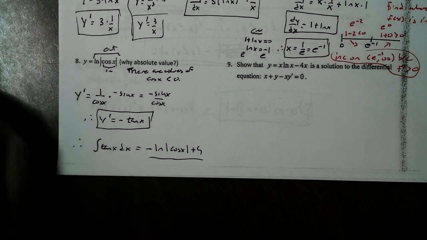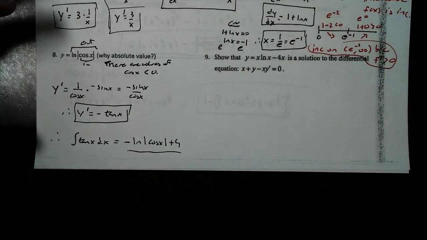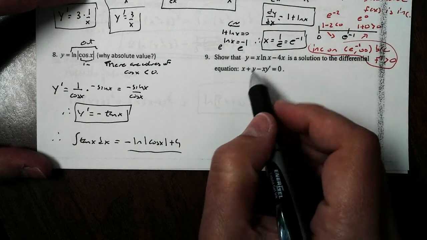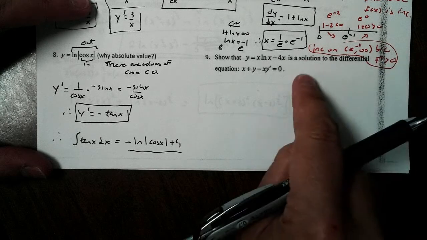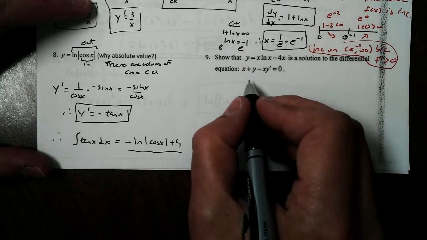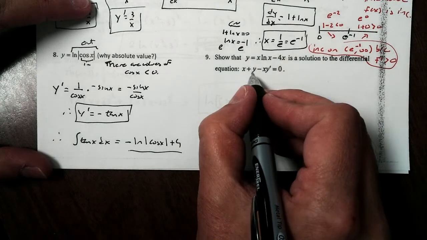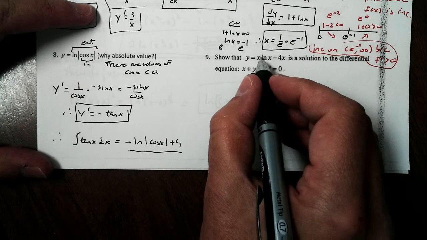All right. So let's see this as a differential equation. Suppose that y is equal to x natural log of x minus 4x is a solution to this differential equation. We want to show that. So we need x, we need y, and we do need y prime. So we need the derivative. So let's go do that.